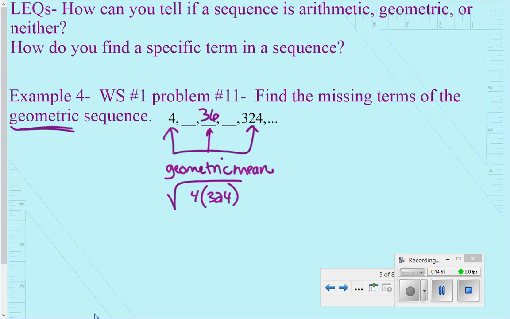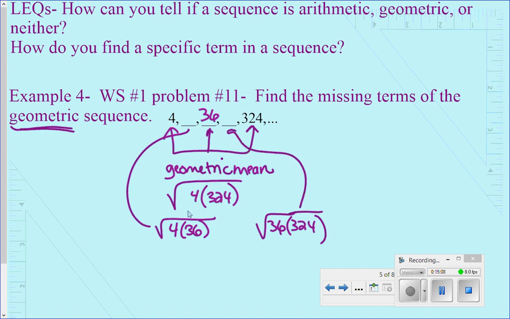Now, once I have that middle term, I can do that again. So the square root of 4 times 36 will be this number here, and the square root of 36 times 324 will be this number here. So those two numbers are 12 and 108. Okay, and that's how you do problems like that.